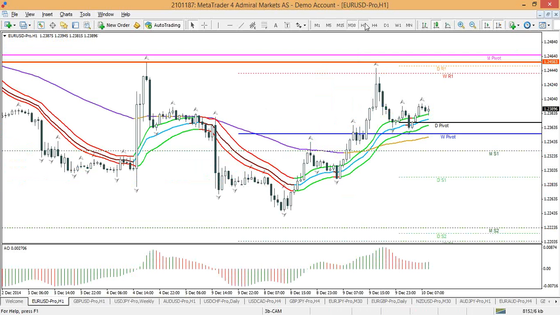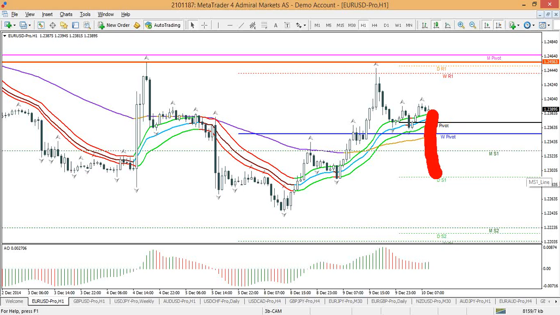The 1-hour chart would require, from a pivot point of view, a break and actually a pullback to the pivot points. And then I would like to see a bounce off those pivots at the blue circle.